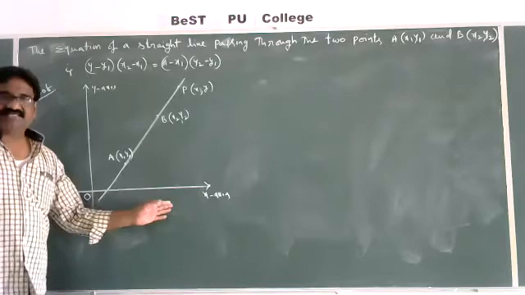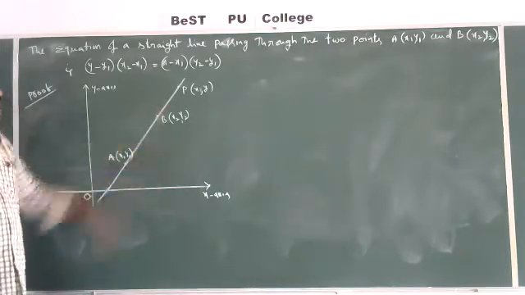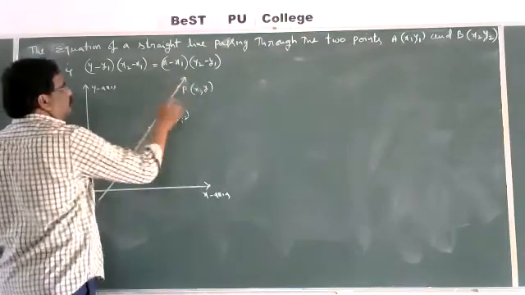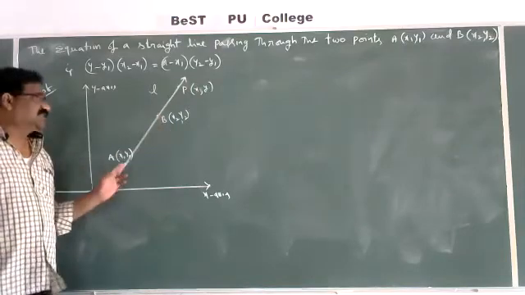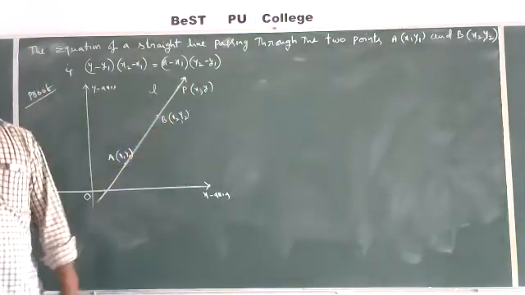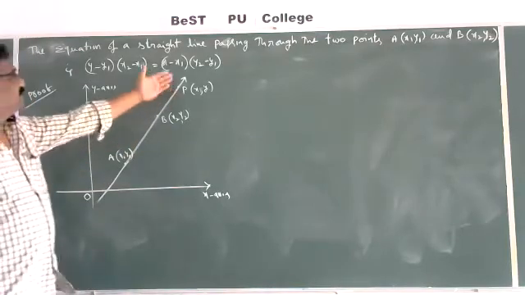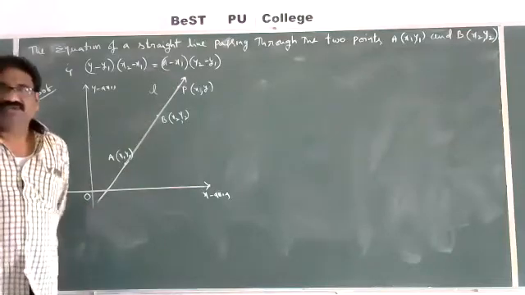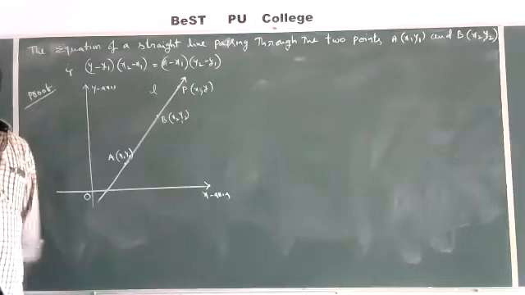Here, this is the x-axis and this is the y-axis, origin. So this is the required line, L. This line passes through the points A(x1, y1) and B(x2, y2). We consider P is any point which lies on the line. We consider the third point P(x, y) which lies on the same line.